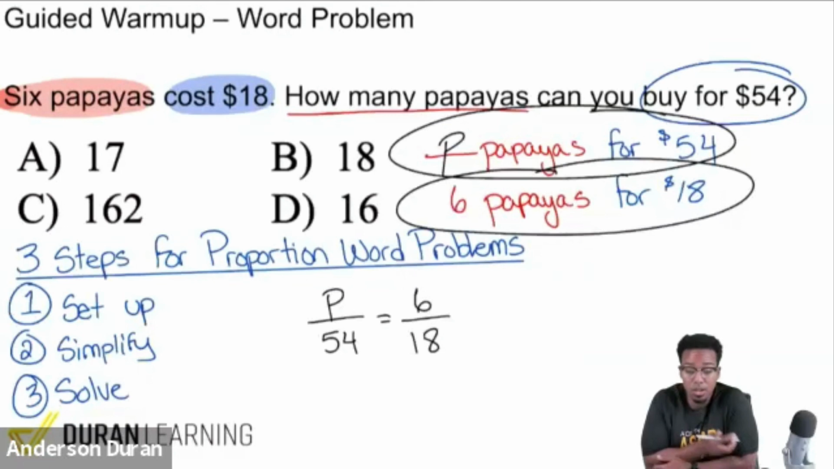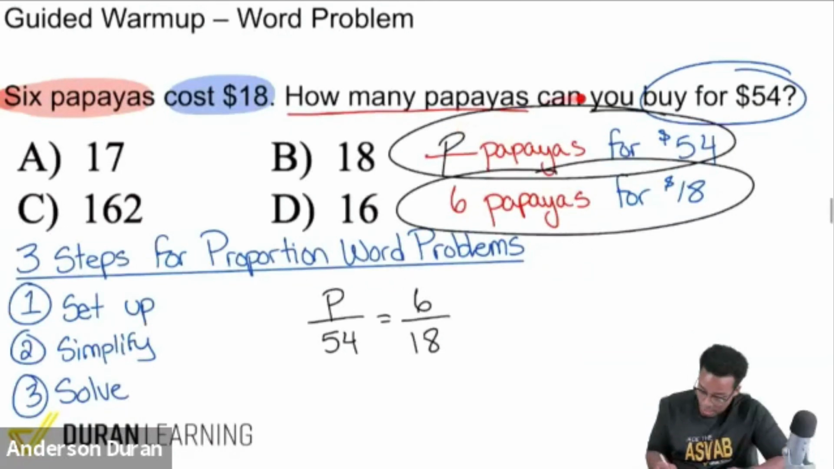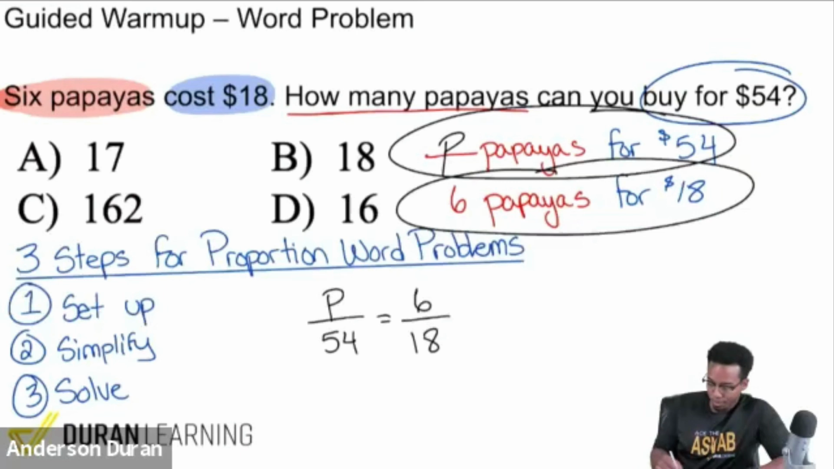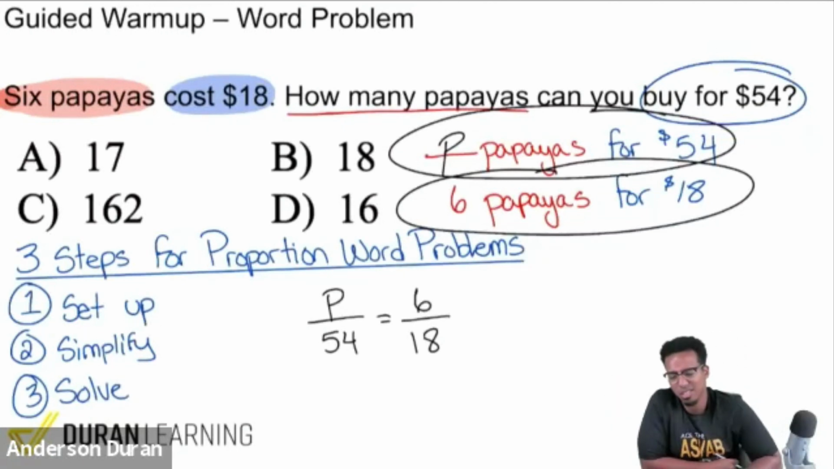Because you see here that we have 6 to 54 right there. We also see that we have 6 to 18 right there. Again, it is all about comparing the same things in the same way. As long as you do that, you're fine. Now, let's ask ourselves, everybody, is that the only way to set it up? Yes or no?